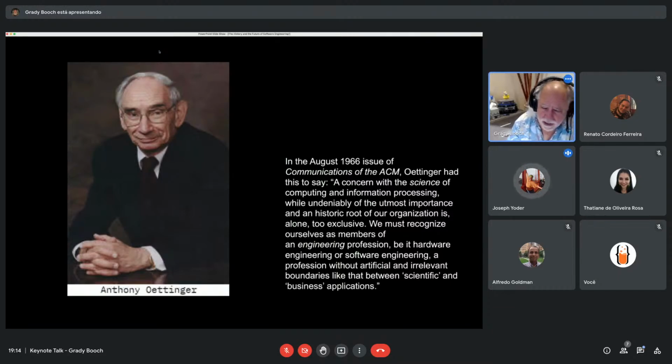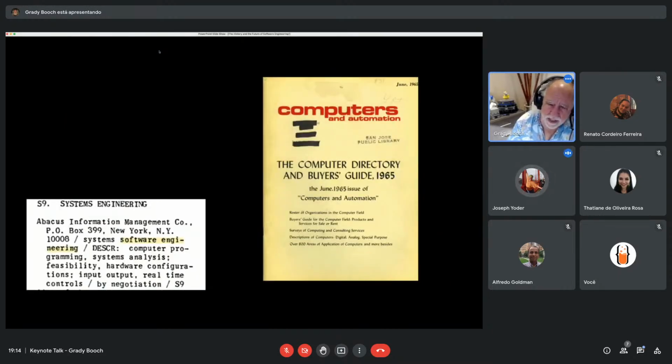I found it even earlier, and I tracked down this classified ad in a journal, Computers and Automation, from San Jose in 1965, which was the first appearance I found of the term software engineering in that literature, looking for a software engineer.